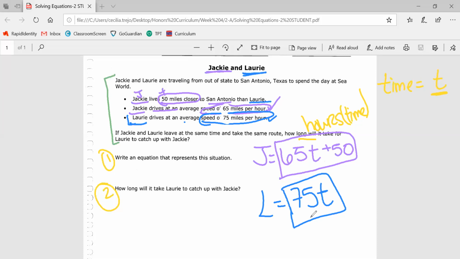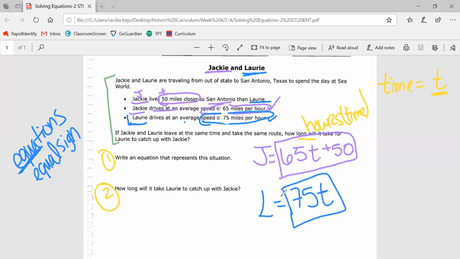So when we look at this information that they give us when we're writing these equations, what can we do? Well, again, the question was, if they leave at a certain time and take the same route, how long is that going to take, right? So when we think of the word equations, I kind of see something going on, right? The equal sign. Basically, equations have an equal sign, okay?